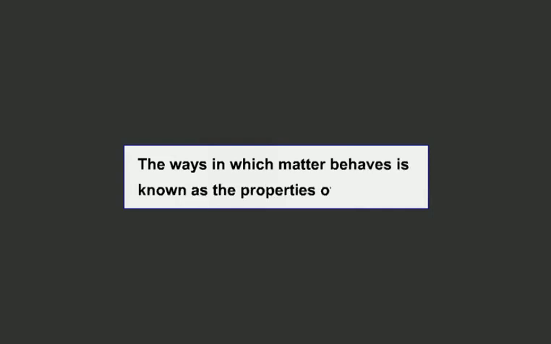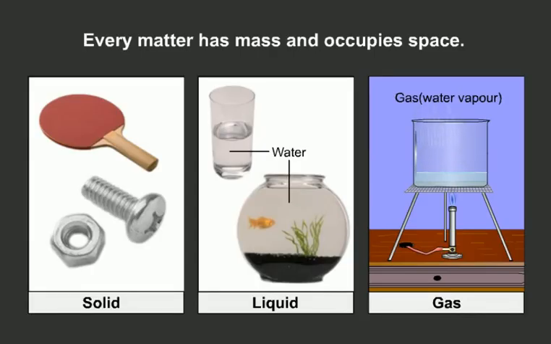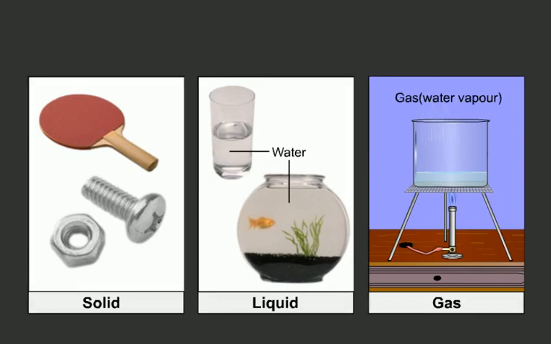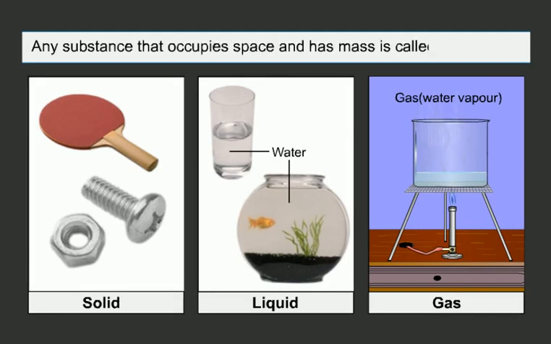The ways in which matter behaves is known as the properties of matter. Students, every matter has mass and occupies space. Thus, we can say that any substance that occupies space and has mass is called matter.